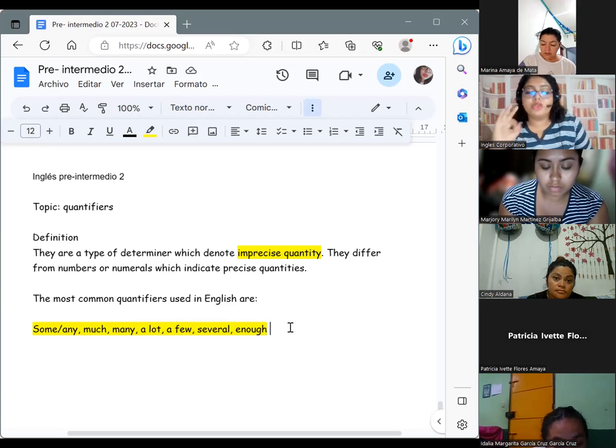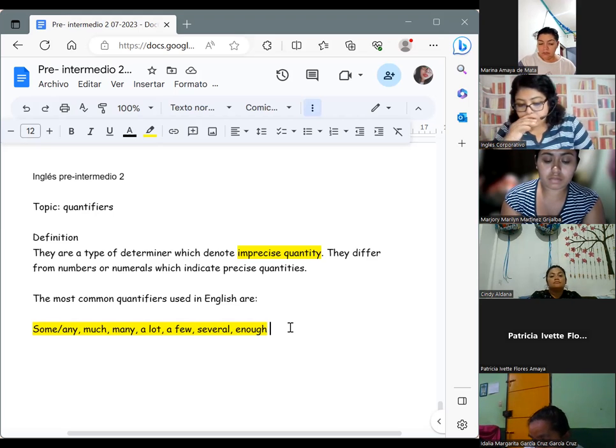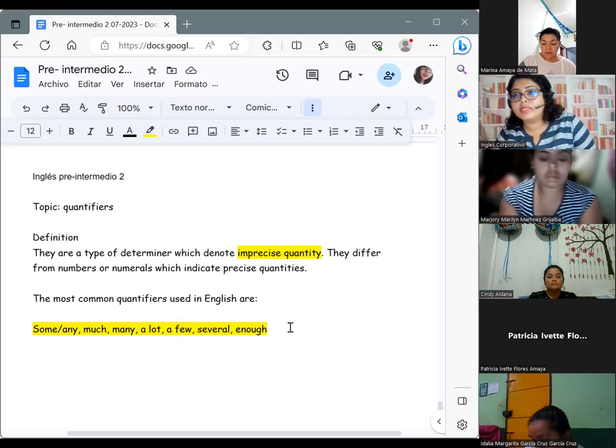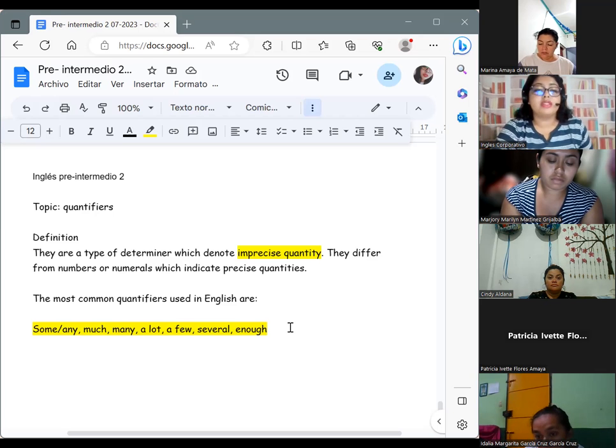Now, we are going to see three different types of quantifiers. We are going to divide these words in three main groups. One of these is the neutral quantifiers. The second one is quantifiers of large quantity, and then quantifiers of a small quantity. De estas palabras vamos a dividirlas en tres grupos principales. El neutral, los quantifiers que hablan de cantidades grandes y los quantifiers que hablan de cantidades pequeñas. So in this case, we are going to have three main categories to use these quantifiers or these words.